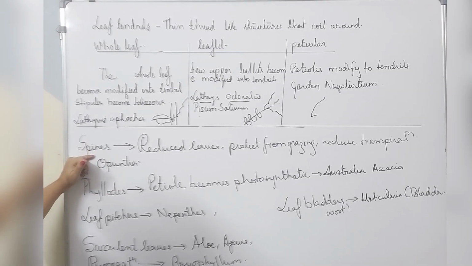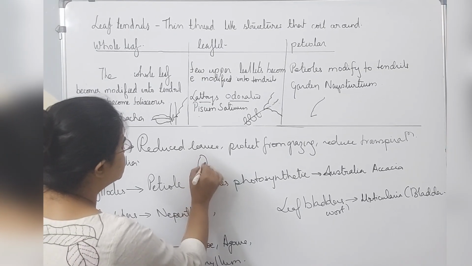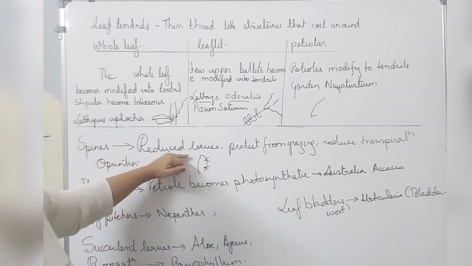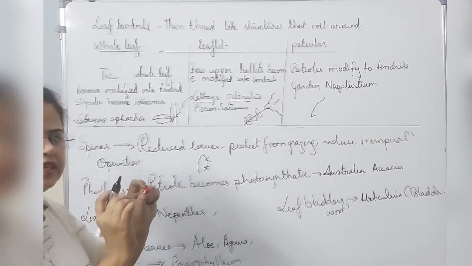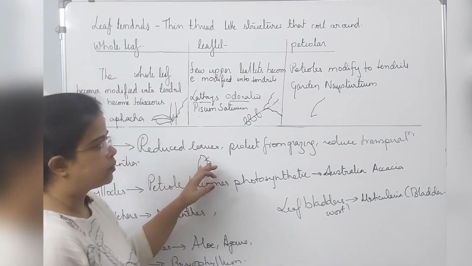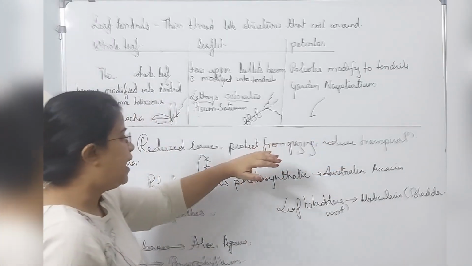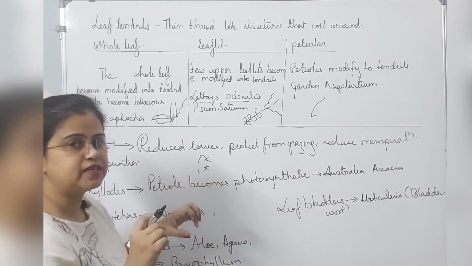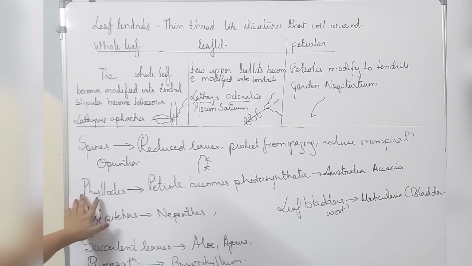One of them is spine. ये cactus पे हमें बहुत देखने को मिलता है. Do you see this? Right? They are reduced leaves. They don't do photosynthesis anymore. They become very sharp, thin, pointed structures. उनका काम क्या होता है? Because they are not leaves anymore, they reduce the transpiration and they protect the plant from grazing. Okay? Opuntia में देखने को मिलता है.